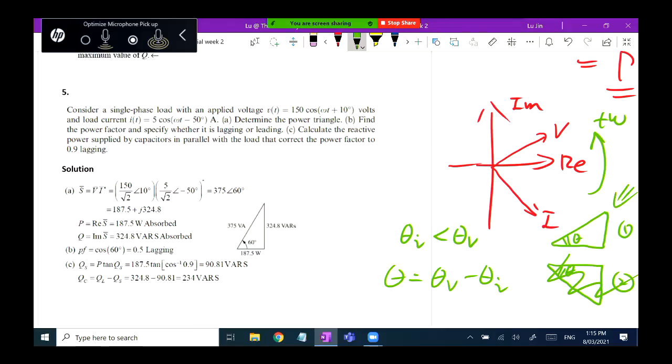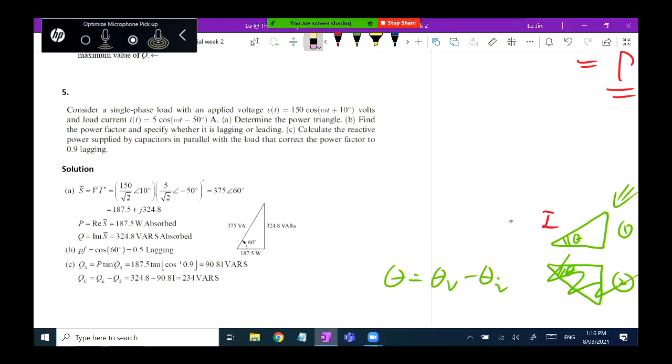In other words, before you really solve the question, you should have some idea of what the result looks like before you get the numerical answers. Anyway, this is the background information. Let's keep going. We have 3 parts. Part A, determine the power triangle. Actually, I haven't solved that.